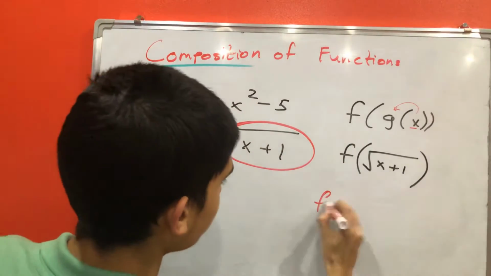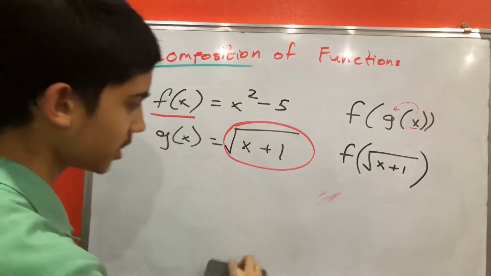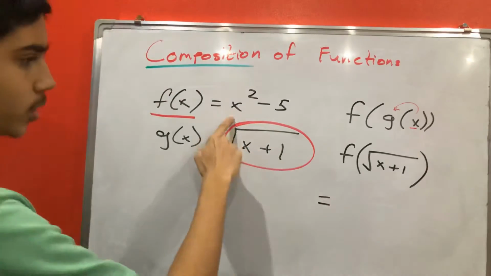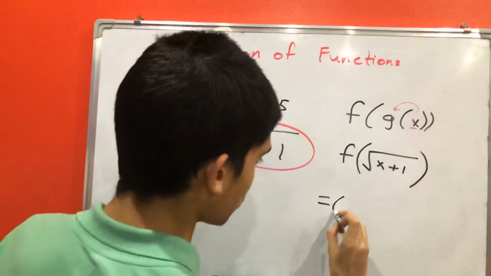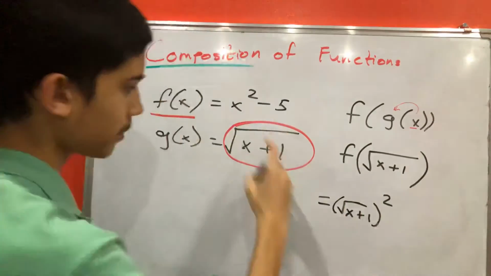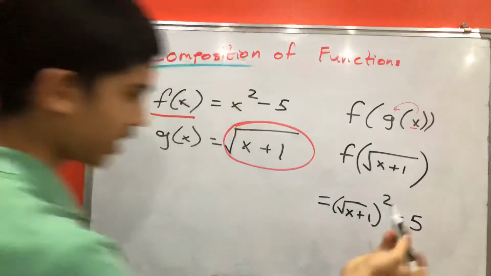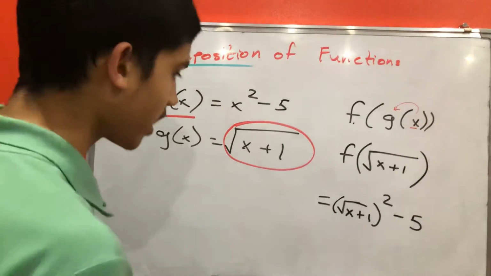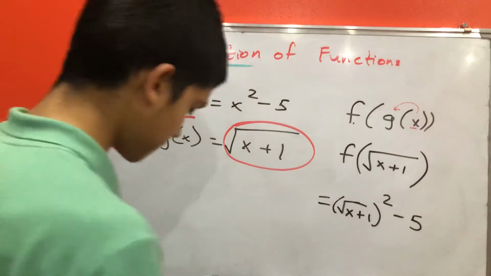So what we're going to do, this is going to be equal to, let's use black color, this is going to be equal to, we're going to take it and square it. So take it, x plus 1, square it, and minus 5. And there you go. That's what f of g of x means, right? That's basically what it is.